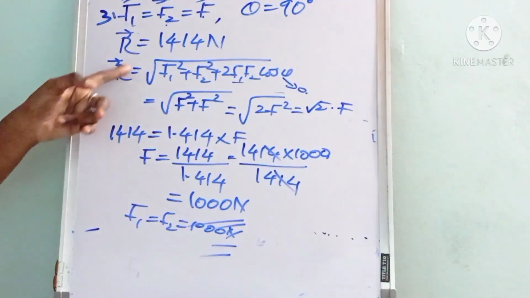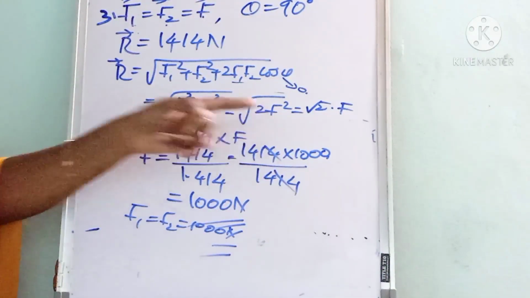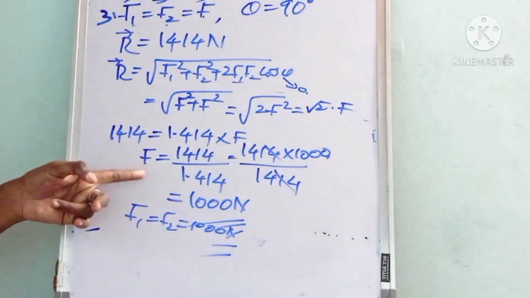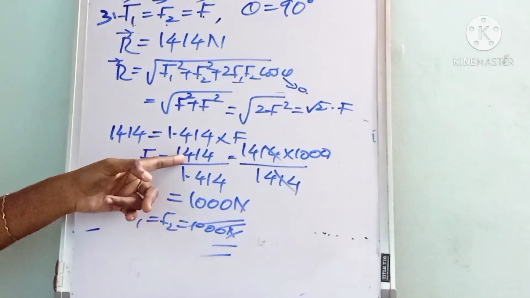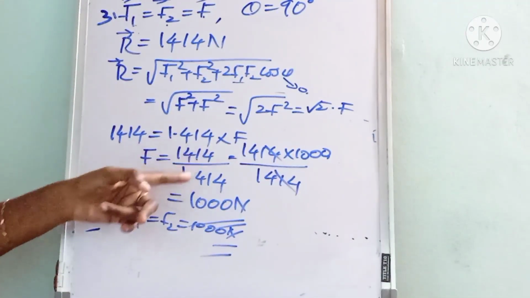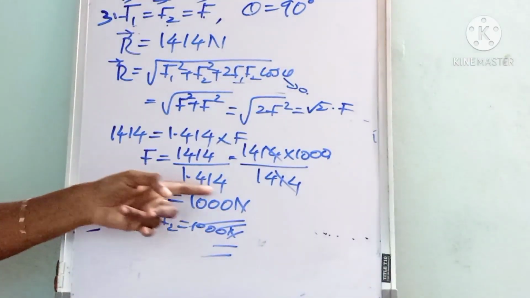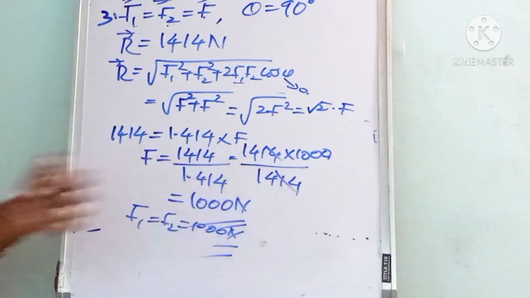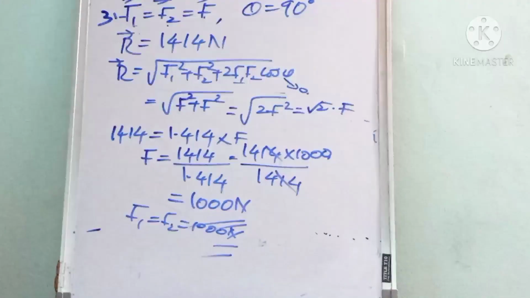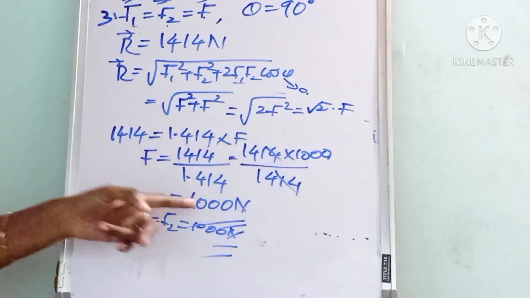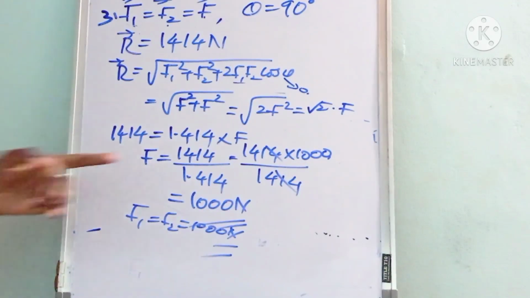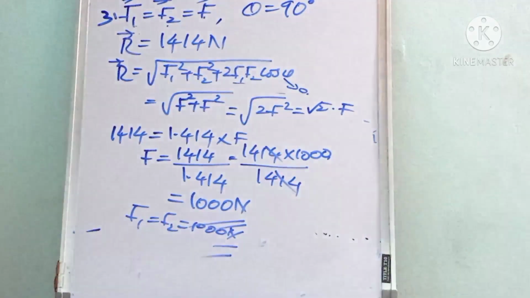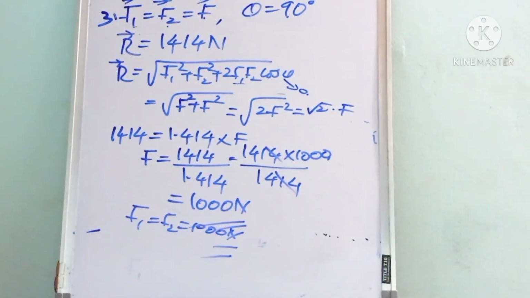So we can substitute R as 1414, which is equal to root 2, whose value is 1.414, into F. From this, F can be written as 1000 Newton. Here, 1414 divided by 1.414. We have to remove the decimal, so we multiply by 1000 in the numerator also. These two cancel and the remaining is 1000 Newton. So we got F as 1000 Newton. F is equal to F1 equal to F2, so we can write F1 equals F2 as 1000 Newton.